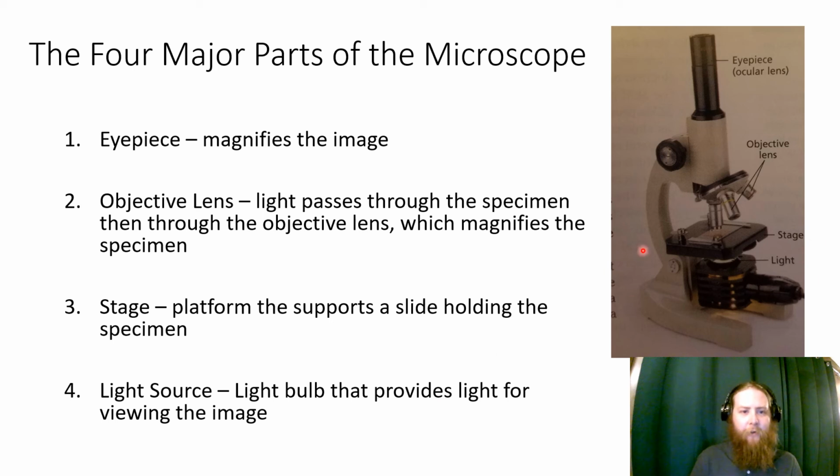and then the light source is the light bulb, or on really old microscopes, it was a mirror that you had to shine at the light and you had to get it just right, that you use to create this light for viewing the image. So the light goes up through here, into the specimen, up through the objective lens, into the ocular lens where you can finally see it.